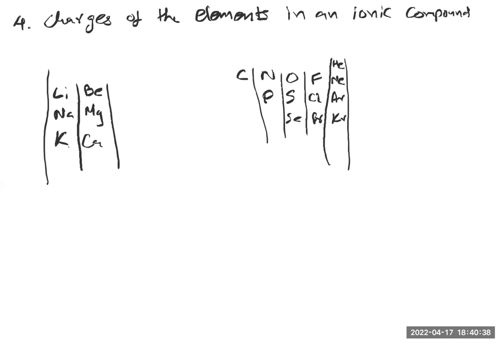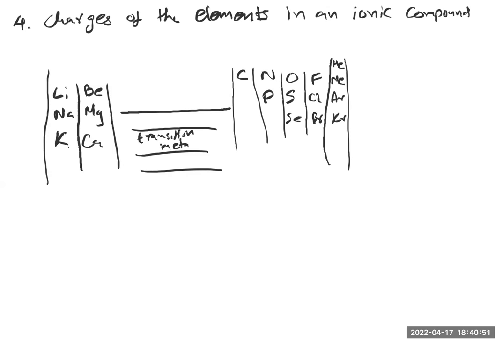And then we have something in the middle which we call the transition metals over here. Anyway, now we know that this is group 1, group 2, and then this is group 8, the noble gases. And then we have group 7, group 6, group 5, and group 4 in Roman numerals.